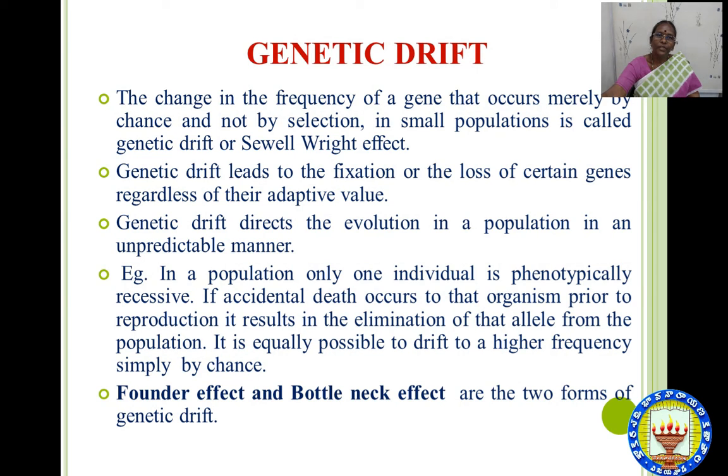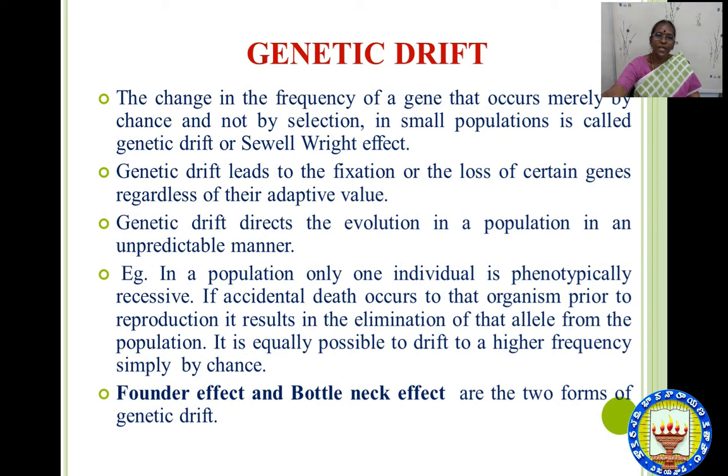Now the genetic drift. What is this genetic drift? The change in the frequency of a gene that occurs merely by chance and not by selection in small populations only is called genetic drift. And this was proposed by Sewall Wright, hence this is also called the Sewall Wright effect. Genetic drift leads to the fixation or the loss of certain genes regardless of their adaptive value. Genetic drift directs the evolution in a population in an unpredictable manner.